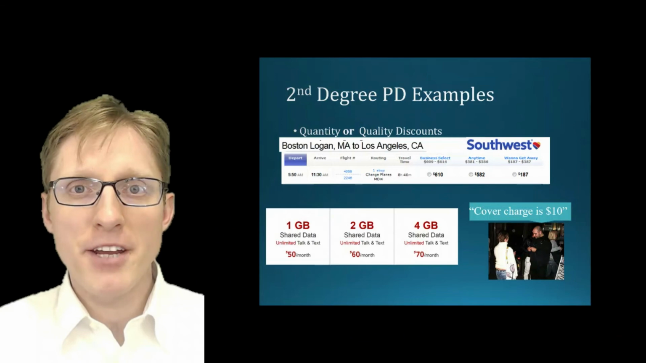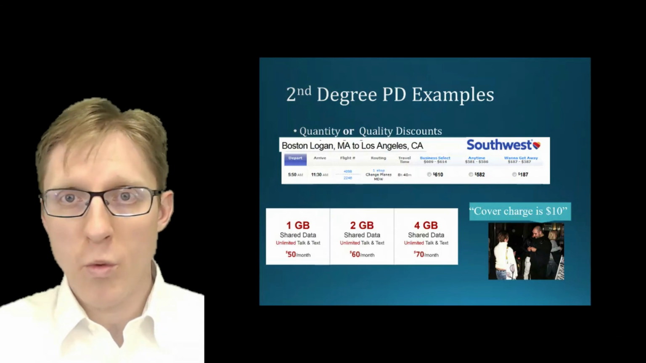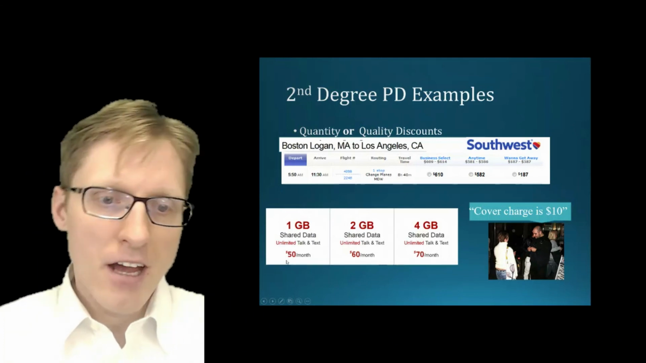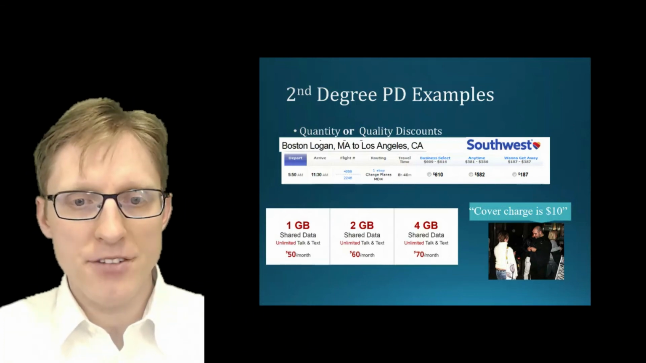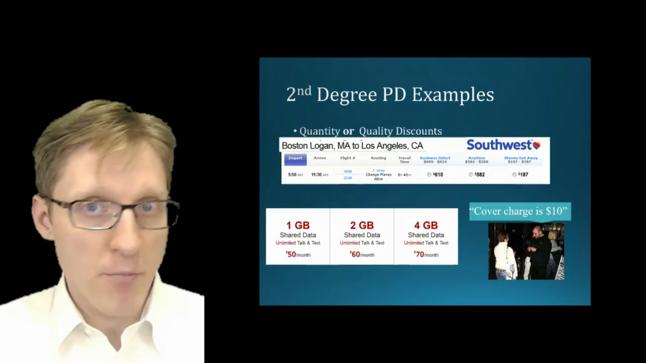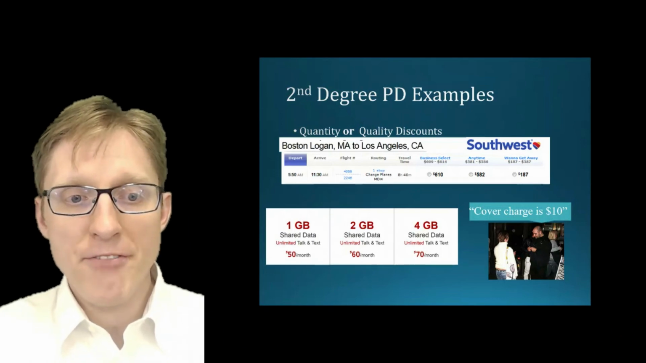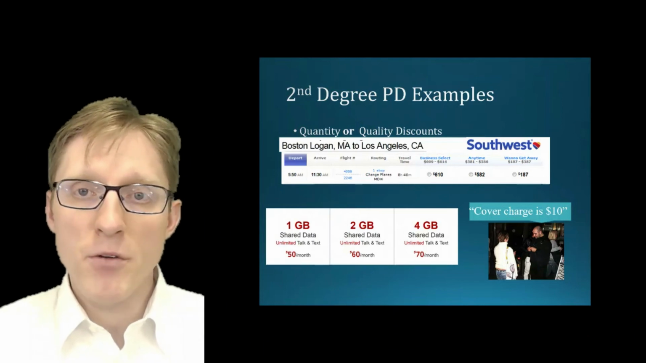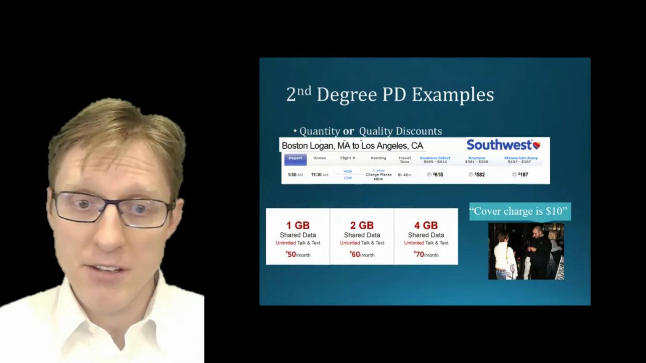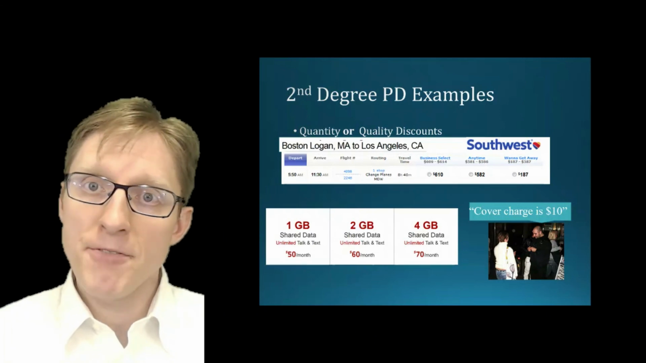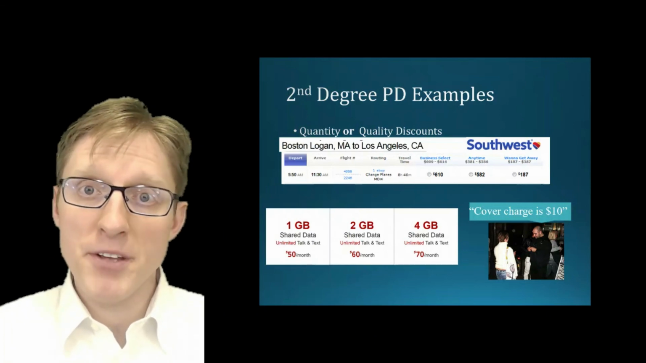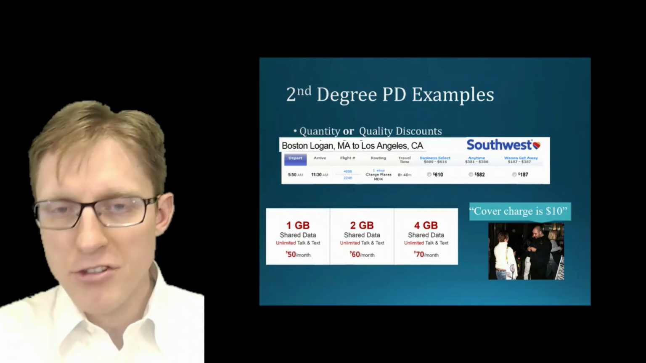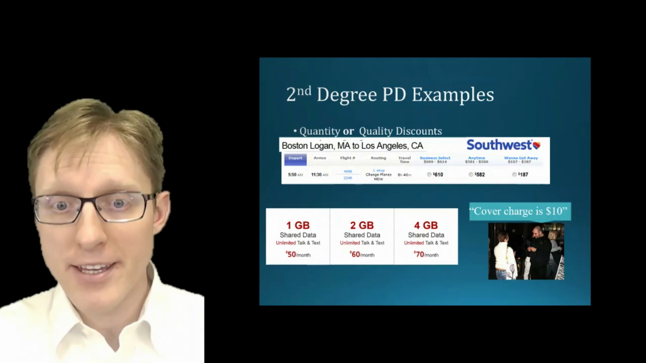Second degree price discrimination is either quantity or quality discounts. Here's another example. This was from T-Mobile. It's a little bit dated, but it was several different data plans for mobile phones. You can see that the first gigabyte of data you could get for $50 a month, so it's $50 per gigabyte. If you were instead to buy 2 gigabytes, it's $60 in total, or $30 per gigabyte. If you were to buy 4 gigabytes, it would be $70 in total, which is 70 divided by 4, even a lower price per gigabyte there. So people end up paying different prices per gigabyte of data.